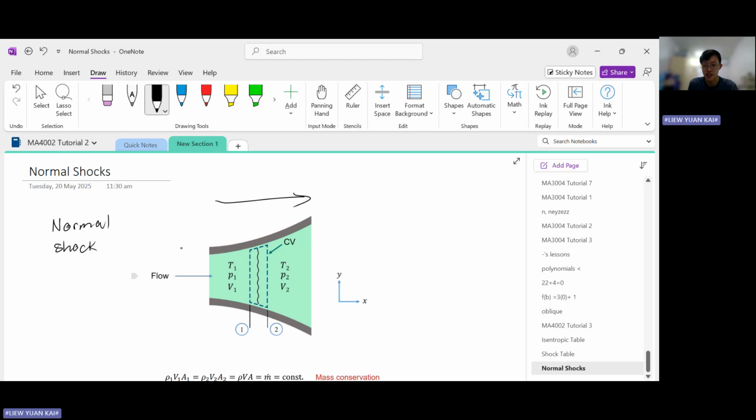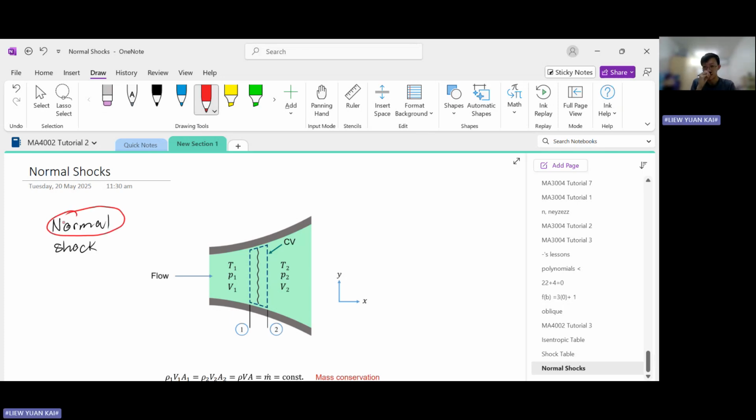That's just one of the conditions that change, but it's not just pressure. Other things change too, for example density and temperature and so on. I'm simply going to describe to you that a normal shock is an infinitesimally thin region of sudden pressure increase.